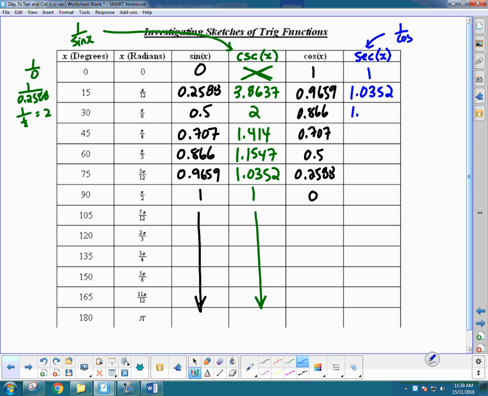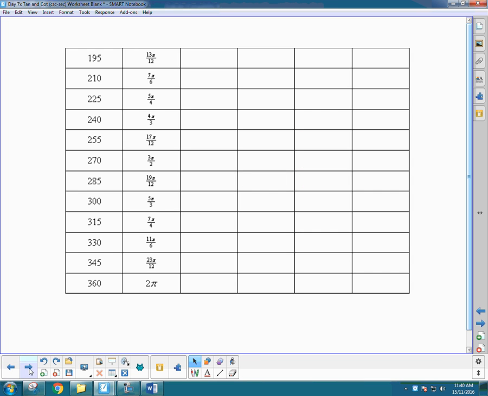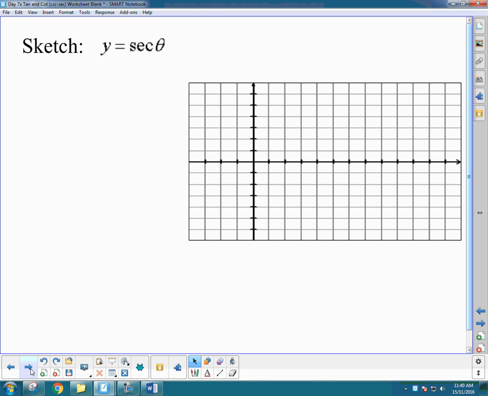And then 1 over 0.866 is 1.1547. And then 1.414. And then 2. And then I'm going to let you continue on with both of these and ask you to make a sketch for secant over here. So again, you can pause, and then I'll come back and show you what the sketch of secant looks like.